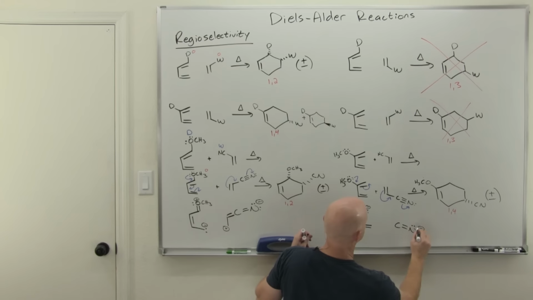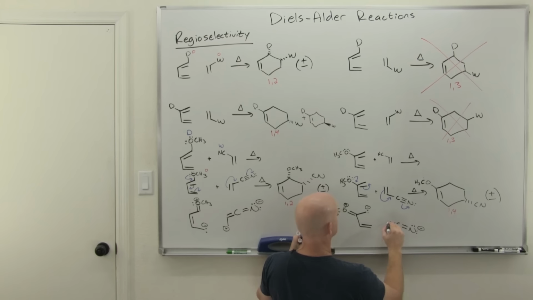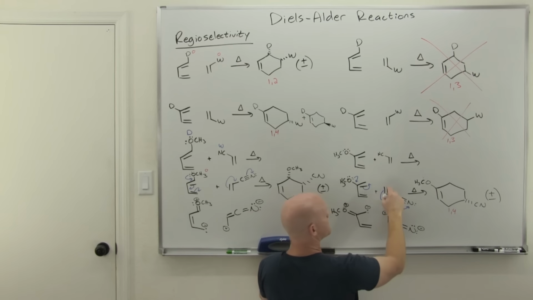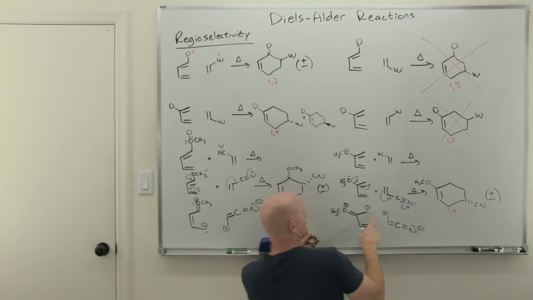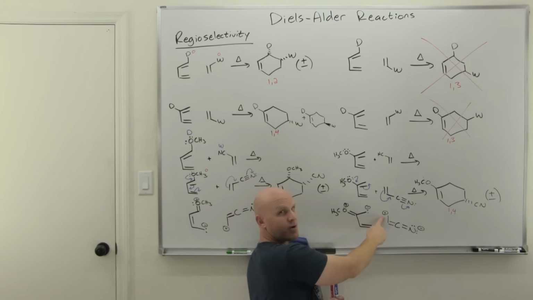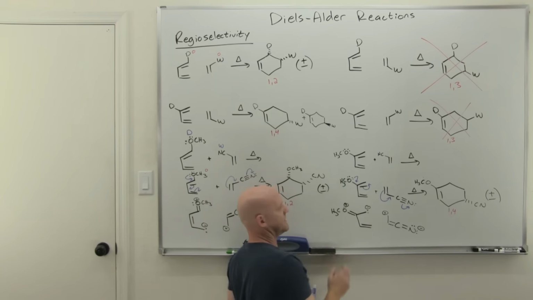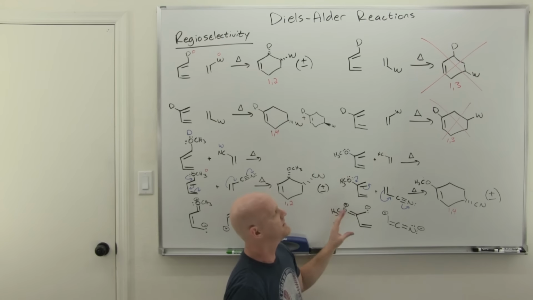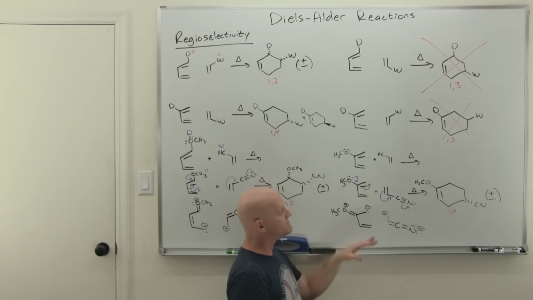Leaves a negative formal charge on the nitrogen, and it's going to leave a positive formal charge on the top carbon. Once again, in orienting the way we did, the partially negative carbon ends up right next to the partially positive carbon, which again results in a lower activation energy. So, which is again why we only observe the 1-4 in this example and not the 1-3.